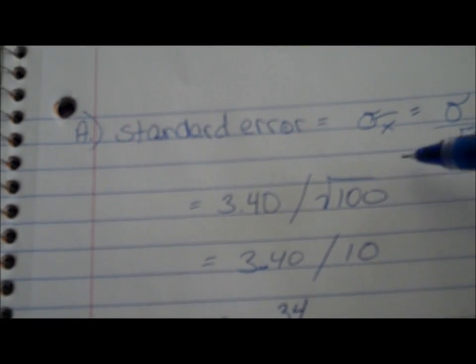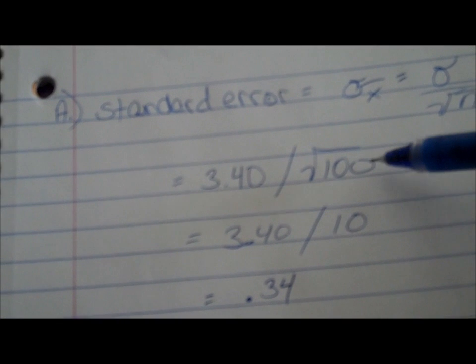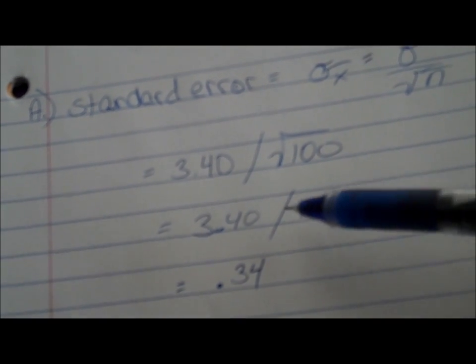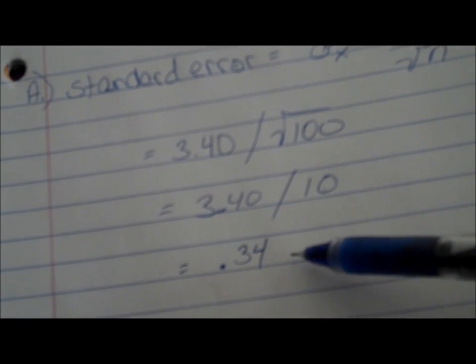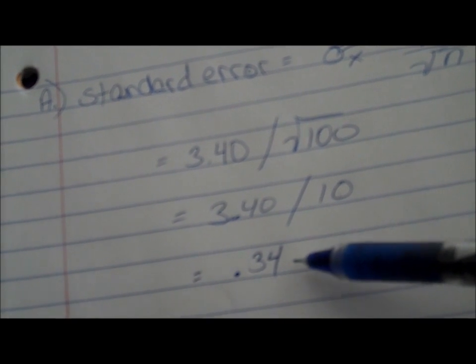I'm going to show you how to compute the standard error of the sample mean. To compute the standard error of the sample mean, you would take sigma, which is given as a standard deviation of 3.40 hours, divide that by the square root of the sample size, which is 100. The square root of 100 is 10, so you would do 3.40 divided by 10 and come up with the standard error of the sample mean of 0.34.